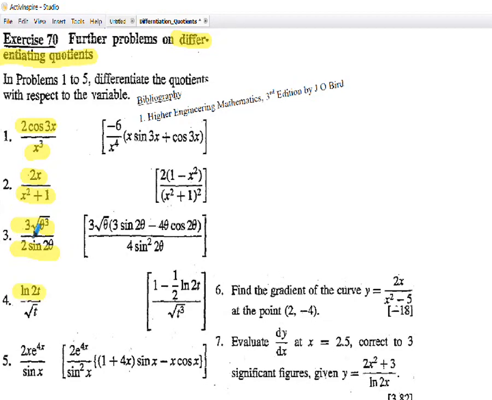Question 4, numerator is fine. Be careful of denominator, again it's a square root, write that as a t to the half function. Question 5, be careful with the numerator because that's a product, it's a function of x times a function of x, so I need to look at how we handled that in one of the previous examples. Denominator sine x is fine.